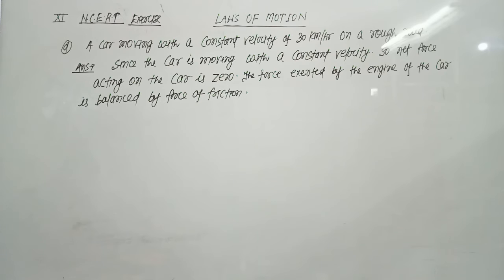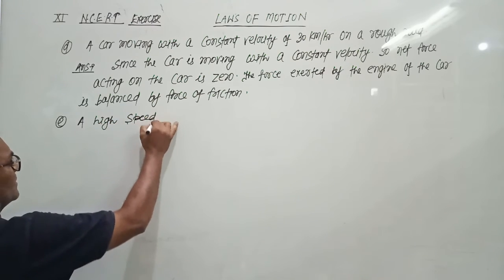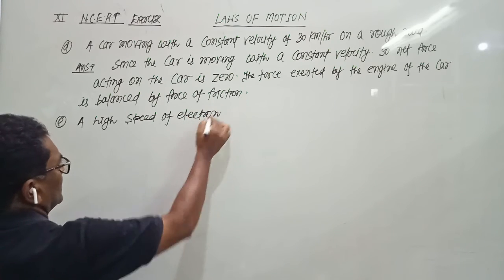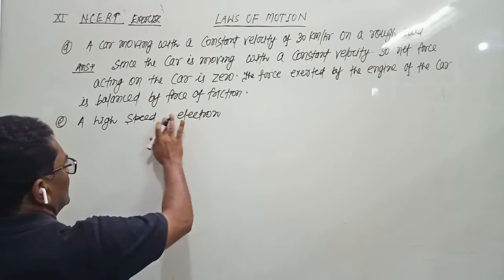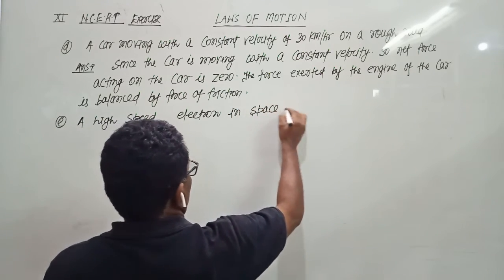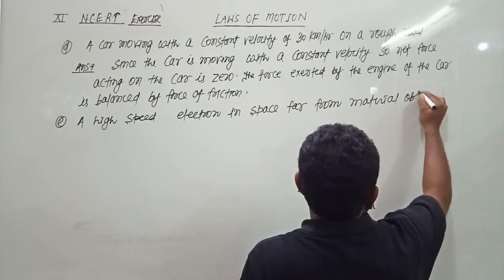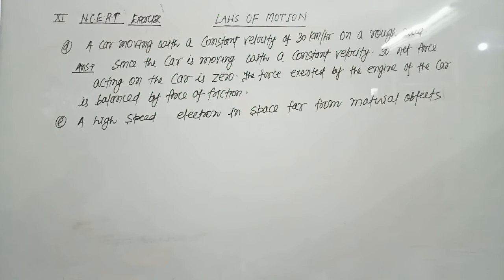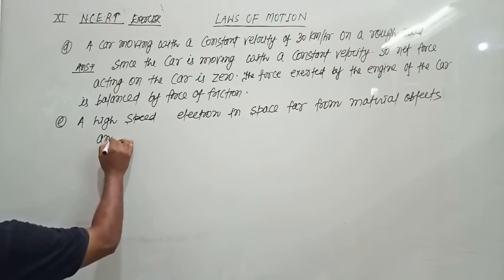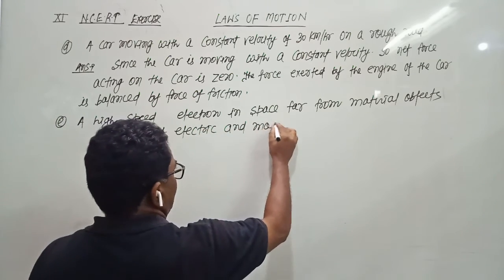The E part is a high-speed electron in a space far from all material objects and free of electric and magnetic fields.